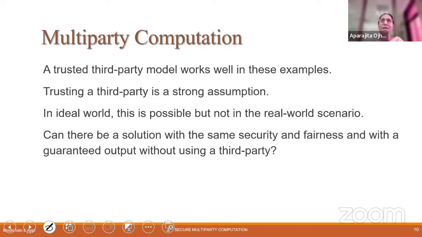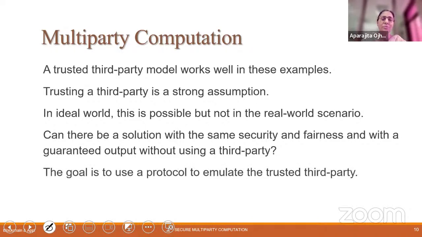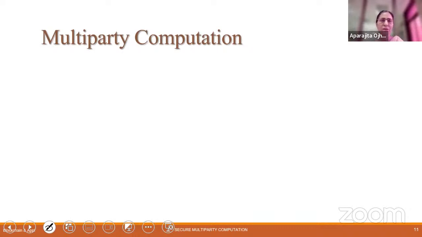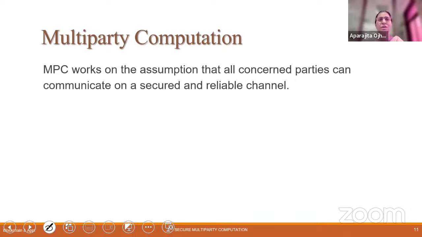Remember that if I'm proving something and you are verifying something, this should not go into a loop. There has to be an output, right? So with a guaranteed output without using a trusted third party, is it possible? So the goal is to use a protocol to emulate the trusted third party, which is important, right? So in multi-party computation, it works on the assumption that the concerned parties can communicate on a secure and reliable channel, number one, right?